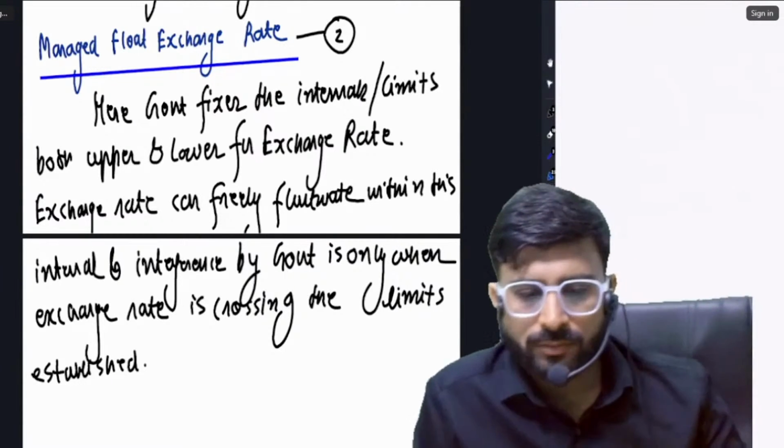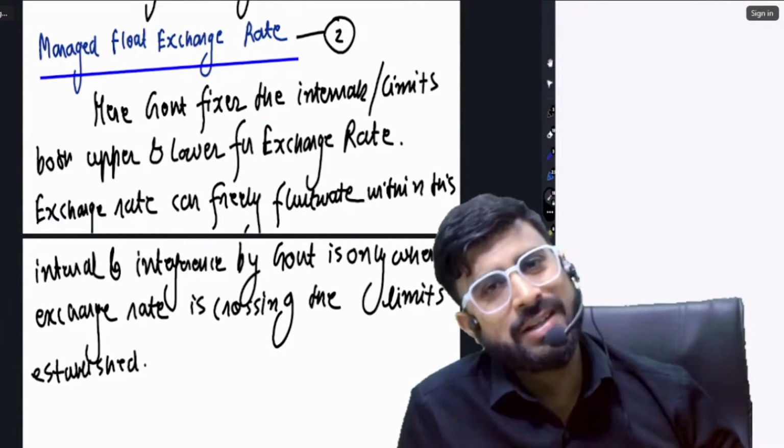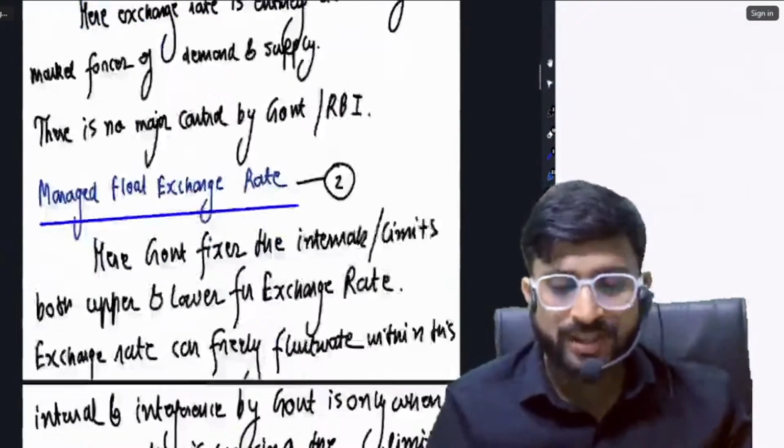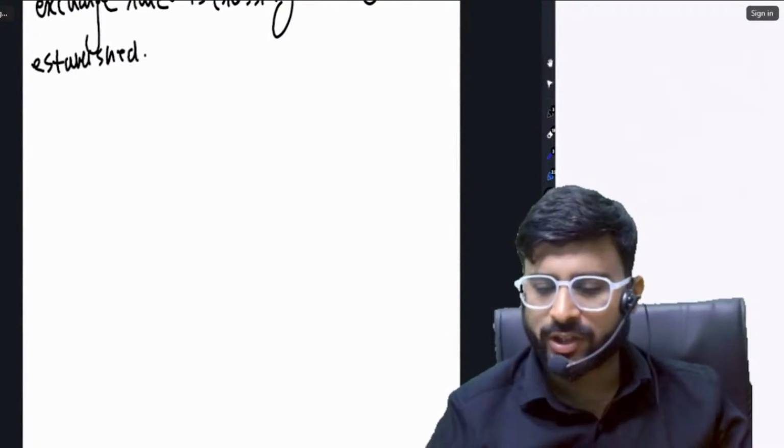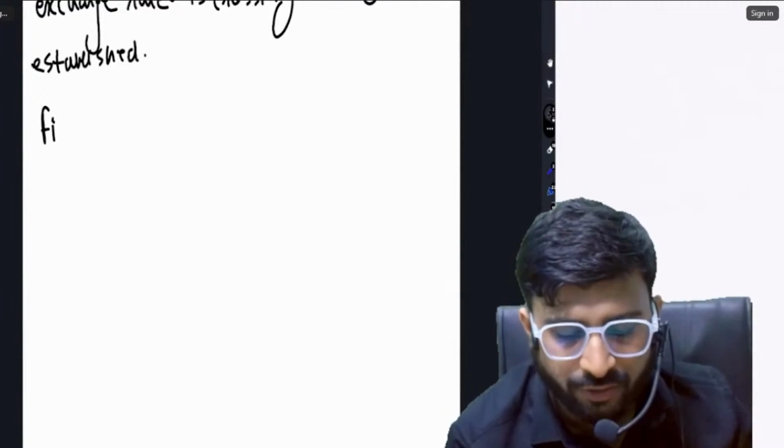Okay, friends, so this is what managed float is. But now it is the fixed exchange rate. Who will tell me what is a fixed exchange rate and what I should write under fixed exchange rate?